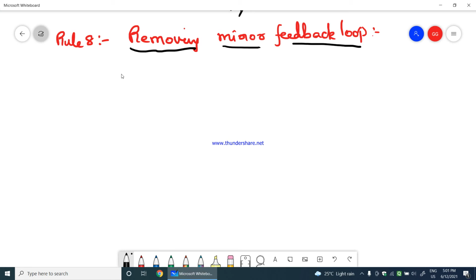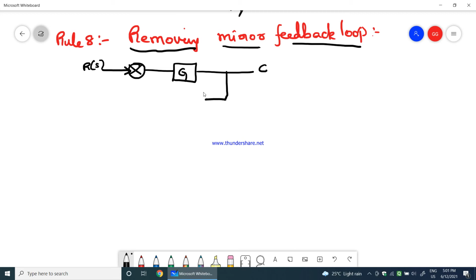So there is a derivation for this, and I will do that derivation now. I will say this is R of S coming to a summing point, where you have G, and this is C, and you have a feedback path which is H, and this is given to feedback. This would be the final feedback path or loop that you get in many block diagrams after reducing step by step. At the end you get this block.